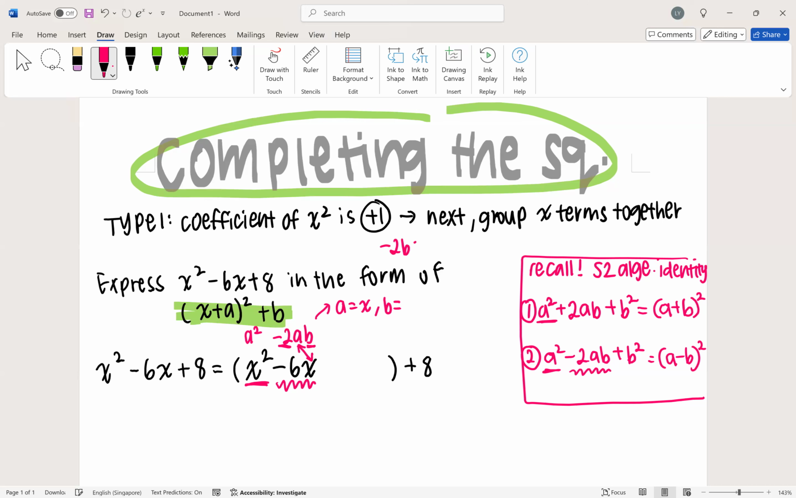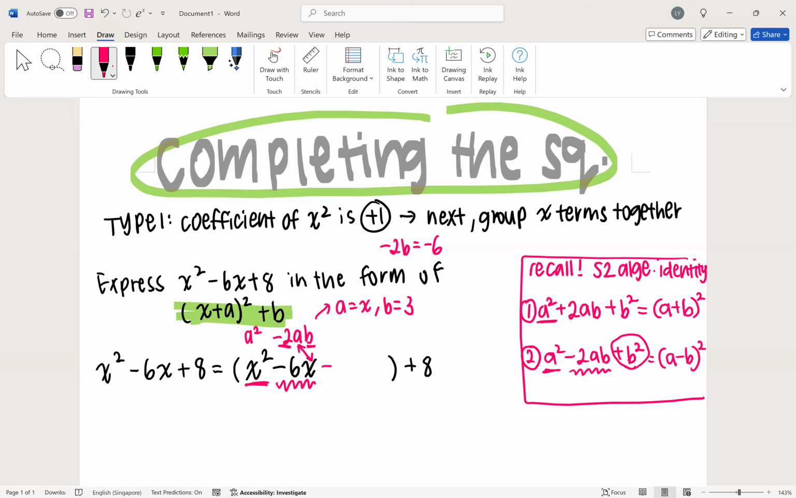Minus 2b is equal to your negative 6. So how much is your b? Your b is how much? 3. So guys, can you see here, the next one is plus b squared?